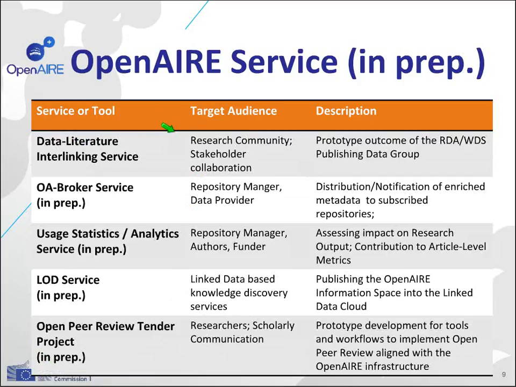This table shows some services which are currently in preparation or in development. Starting with the data literature interlinking service, this is an outcome of a collaboration between several stakeholders in the context of the Research Data Alliance Publishing Data Group. The target audience, of course, is the research community, and the advantage of collaboration between data repository managers, publishers, and infrastructures like OpenAIRE is to generate high-quality, trusted links between research literature and research data.